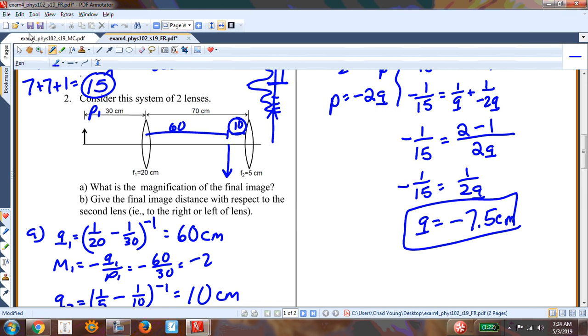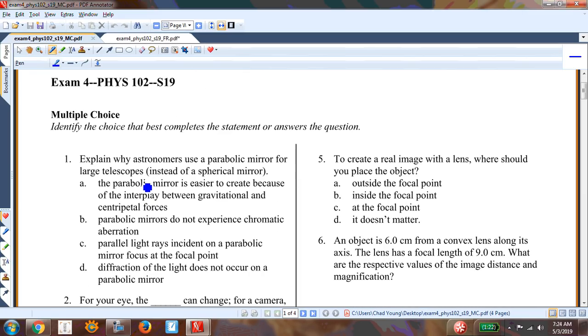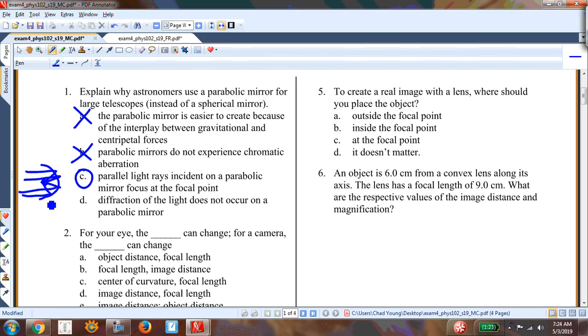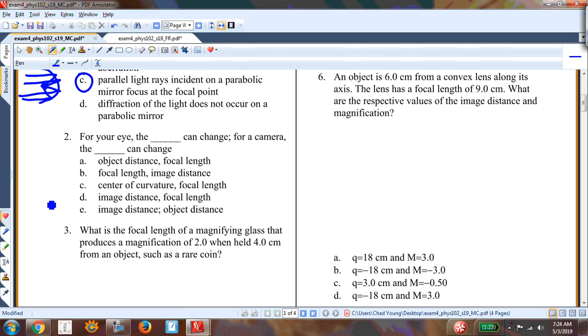All right, let's look at the multiple choice now. Explain why astronomers use a parabolic mirror for large telescopes instead of a spherical mirror. Not because it's easier to create, although that is true for some telescopes. Remember the Mercury telescope I was telling you about. It's not because they do not experience chromatic aberration. Spherical mirrors don't experience that either. It's because they all focus at the same focal point. Remember with parabolic mirrors, light rays focus there, and then light rays coming in the middle will focus at the same focal point. They do not experience spherical aberration. For your eye, the focal length can change. For a camera, the image distance can change.